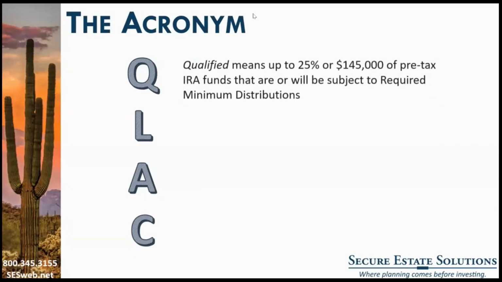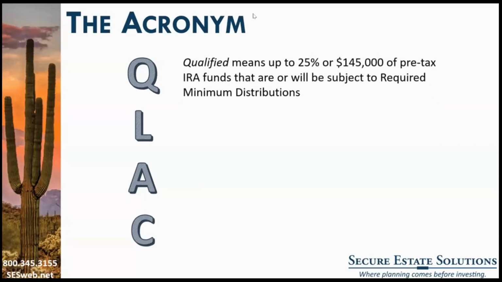Q is for qualified, meaning you can only use qualified money. It's IRA money, formerly 401k money, formerly 403b money. When you save money pre-tax, you're going to get forced into required minimum distributions. And so part of the reason for these qualified longevity annuity contracts is to be able to defer those required minimum distributions.